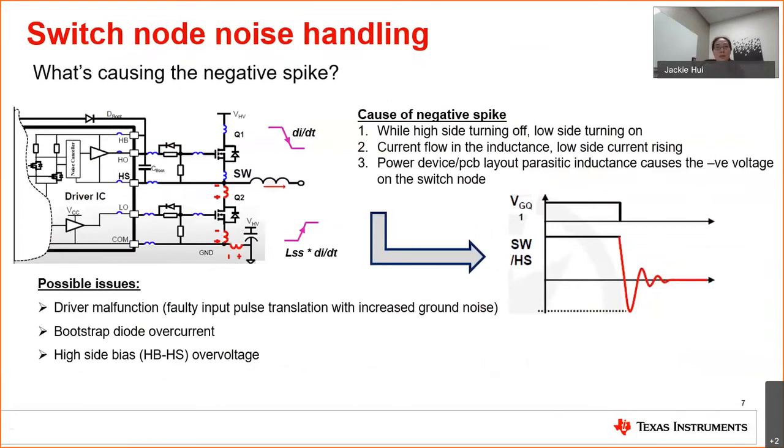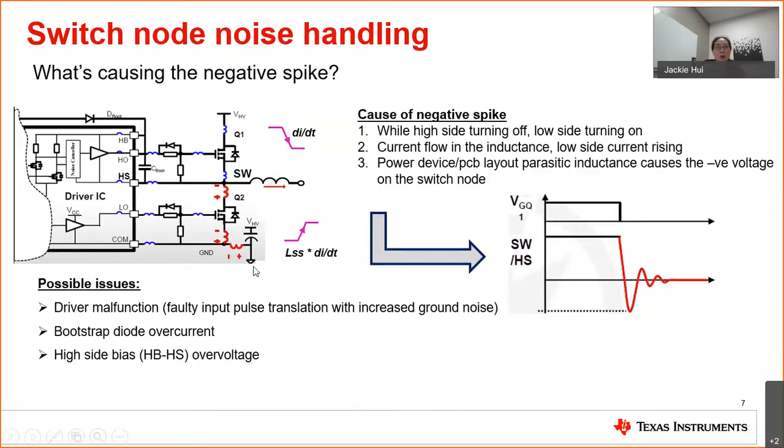So after we talk about the bootstrap circuit design considerations, another common challenge we face during the half-bridge design is having switching node noise, especially with negative spike at the switching node. So what's causing the negative spike? Let's take a look at that.